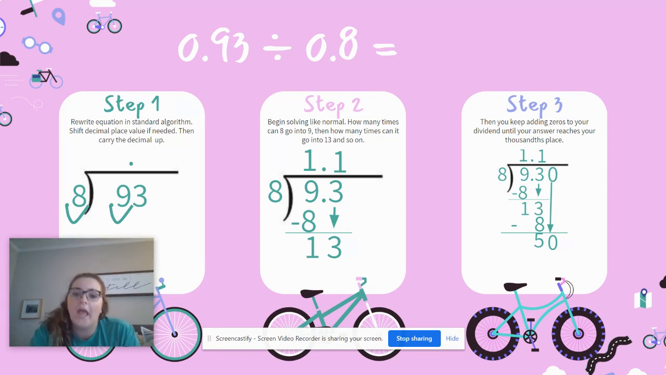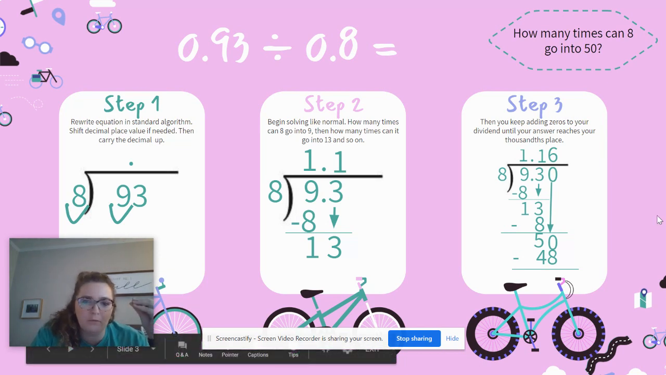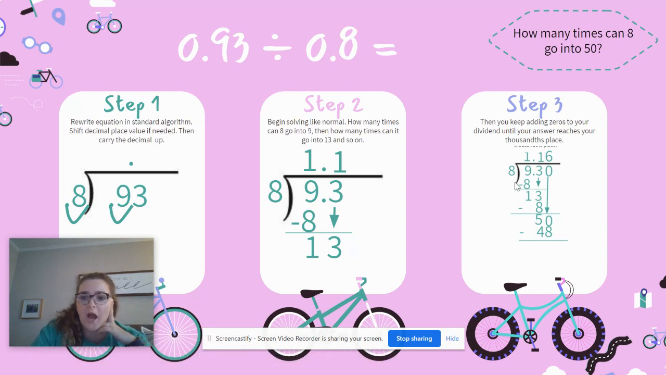Well, I know 8 times 6 is 48, which is very close to 50. So 8 can go into 50 6 times. And there's just my kind of pop-up of my brain thinking, okay, how many times can it go into 50? 6 times 8 is 48. And then you're just going to see me rewrite the problem smaller here just so we can see it better.